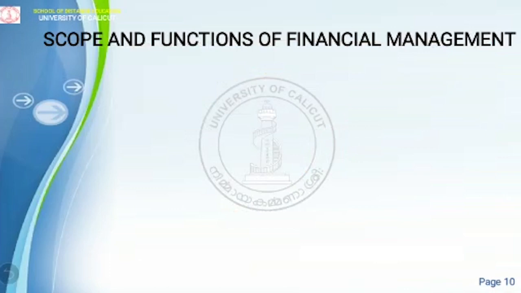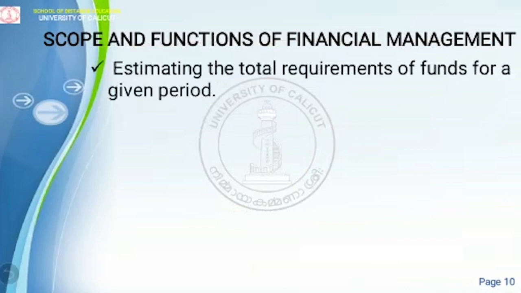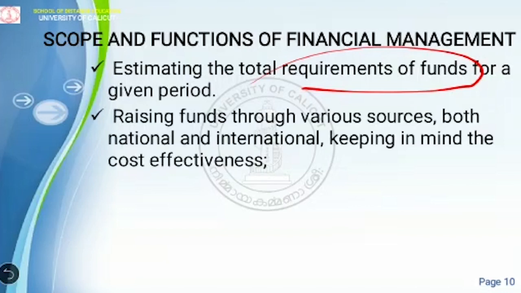Then scope and functions of financial management. Scope means the area it covers, and function means functional areas. So what are financial managers doing in their business? Financial managers are estimating the total requirement of funds. First is estimation of total requirements of funds for the organization, that means planning.